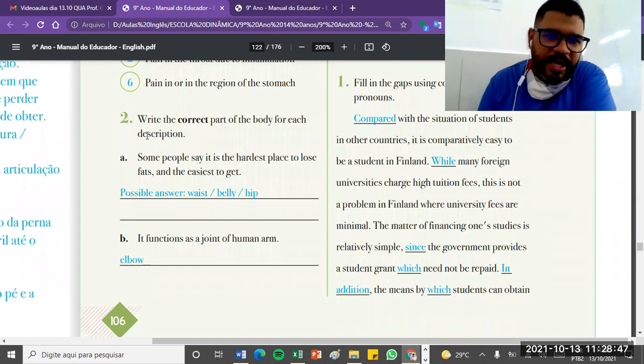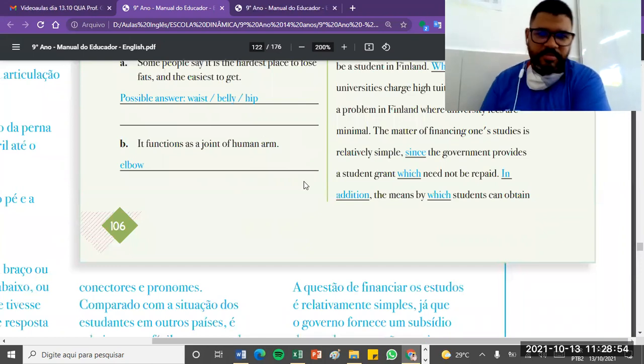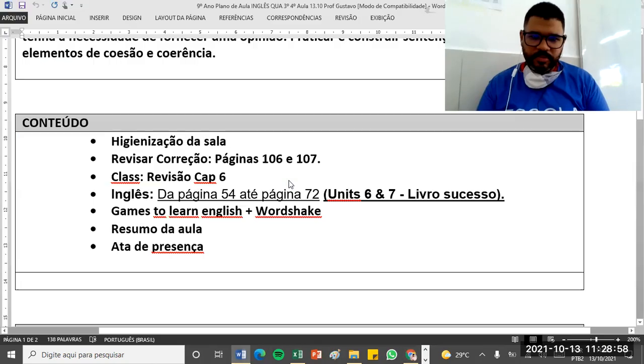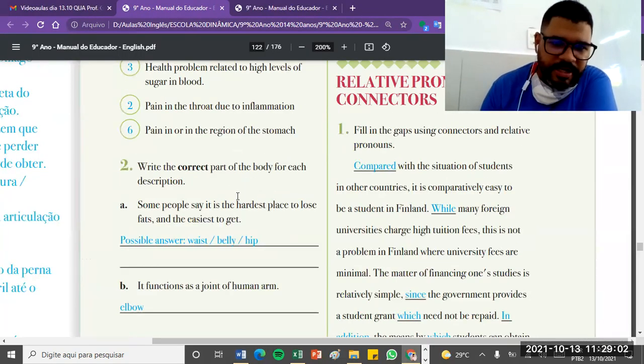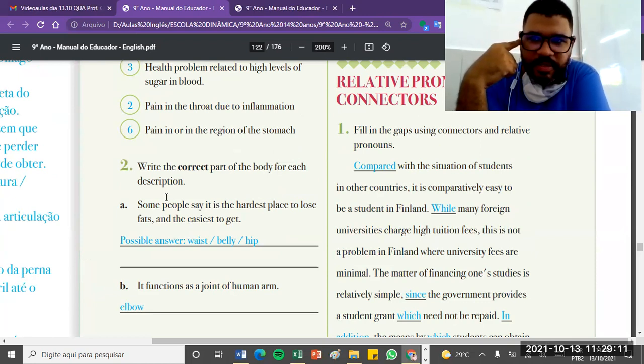Next one, write the correct part of the body. Am I right? I guess I am. So your page is 106. Okay. Write the correct part of the body for each description. So we gotta understand what they're saying based on the description and name the correct part of the body, all right?